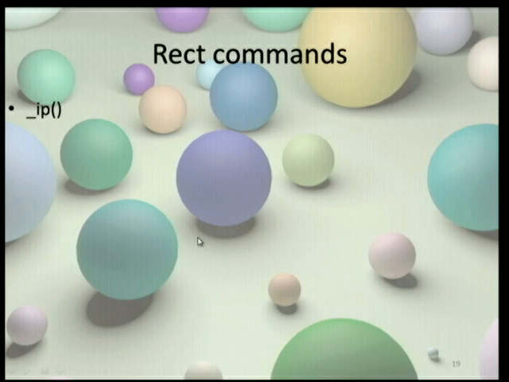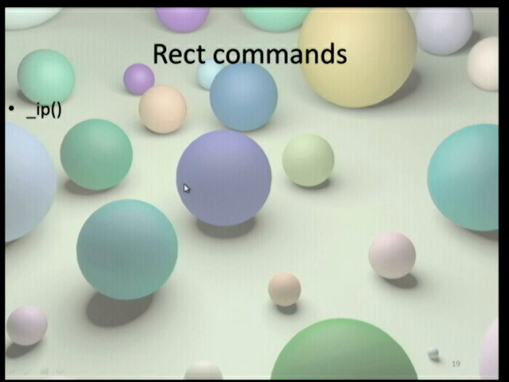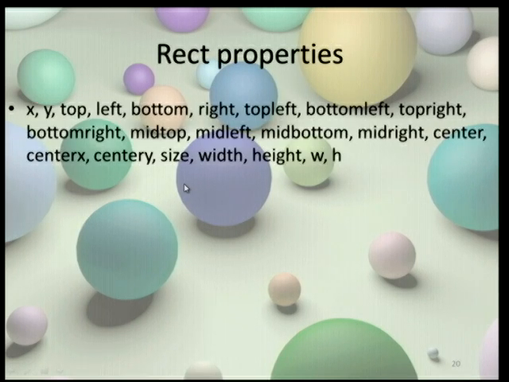So with all of these commands, you can do _ip at the end. So rect1.move_ip will, instead of returning a Rect, just move this Rect in place. And so you can do it with most of these. And so you don't have to have like rect1 equals rect1.move, you can just have rect1.move_ip, which makes stuff easier. So Rects also have properties, which you can get and set. It's x, y, top left, bottom left, top right, bottom right, mid top, mid left, mid bottom, mid right, center, center x, center y, size, width, height, w, and h. Anything you ever want to change in a Rect, you can change it with these.